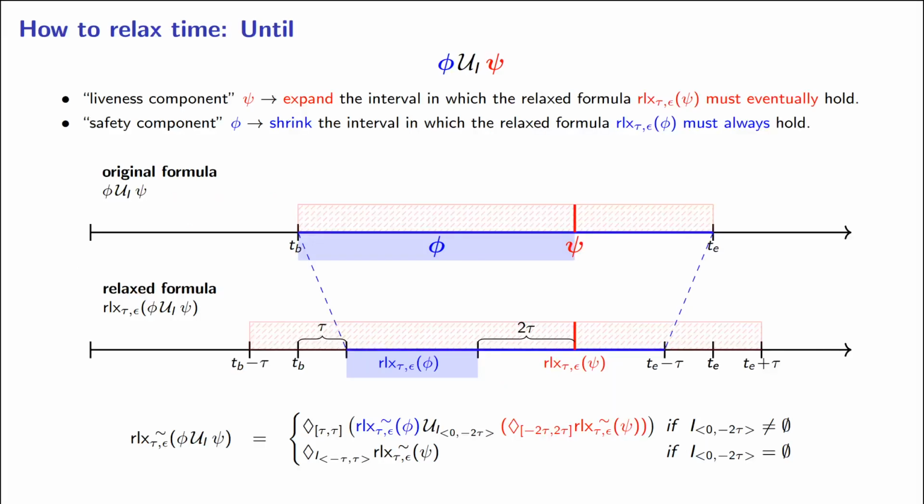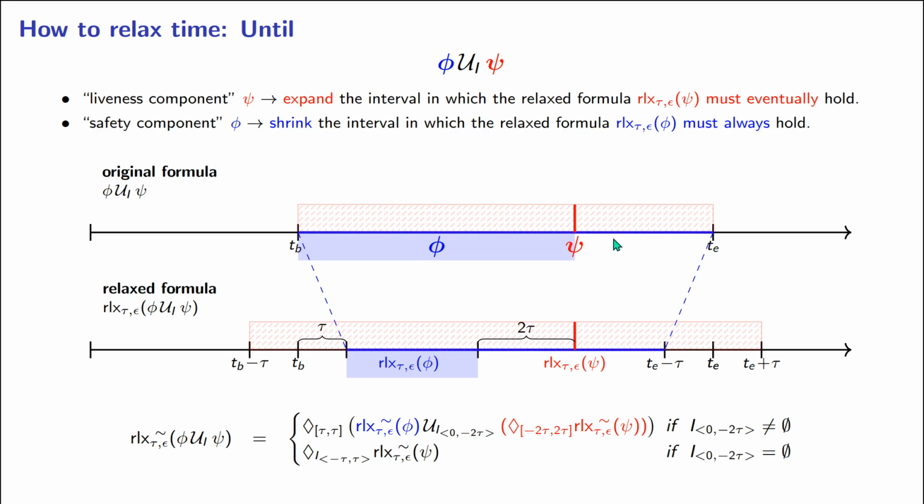Now, the key question in our relaxation is how to relax a formula in terms of time. A time relaxation is handled through the temporal formulae, and one has to be careful and precise because temporal operators contain two components which are of opposite nature and for which we need different kinds of relaxation. For the liveness property, relaxation means expanding a certain interval, and for the safety property, relaxation means shrinking some other interval.